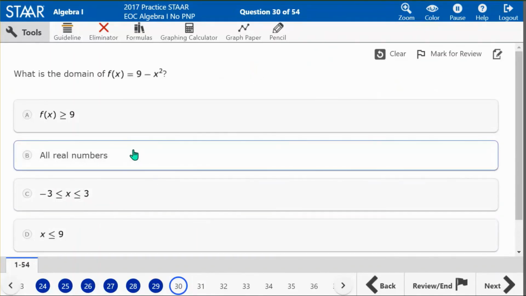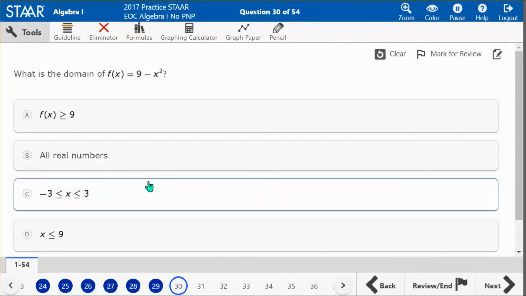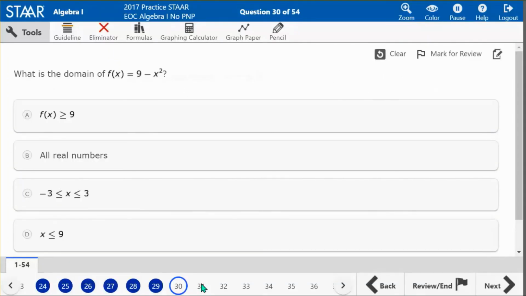Next question. What is the domain of f of x equals 9 minus x squared? So we know that domain is all real numbers. It's only for range that it varies. So our answer is B.